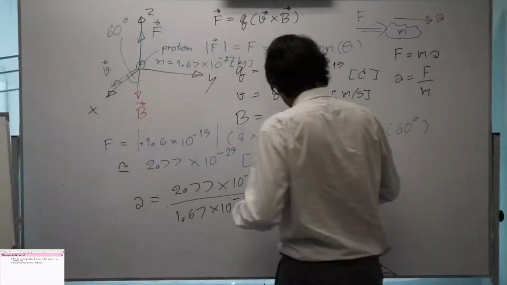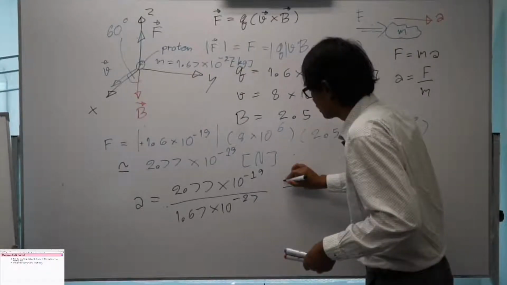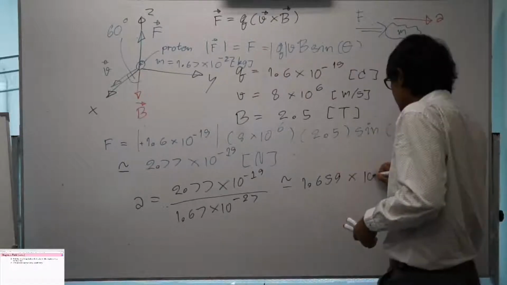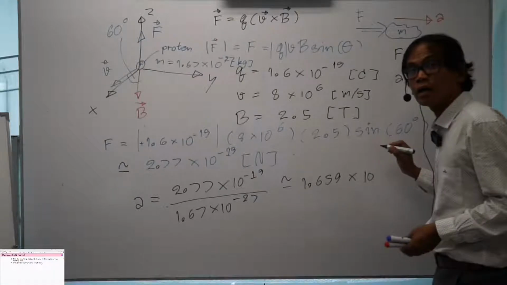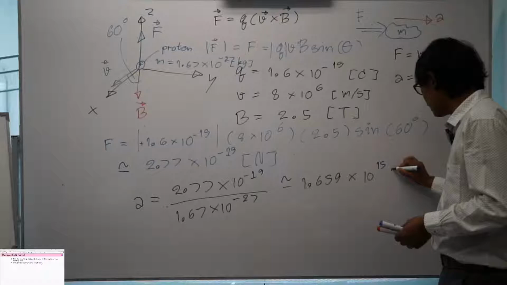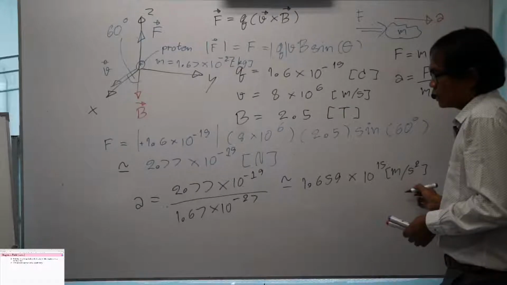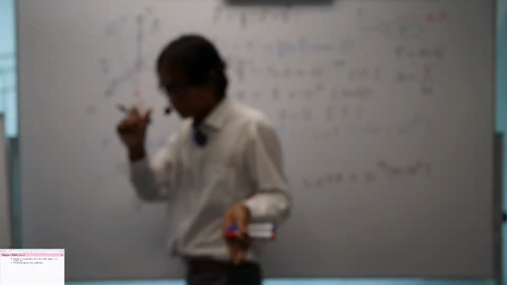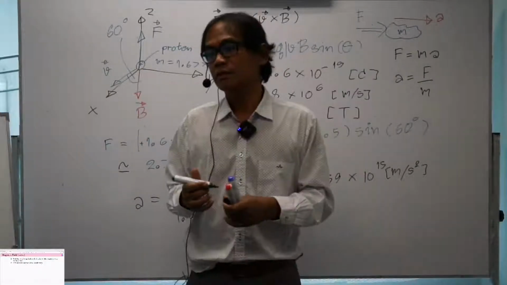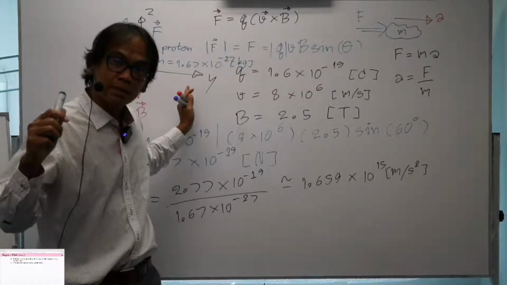1.659, okay, it's going to be approximately 1.659 times 10 raised to the power of 15. Okay, very large number, and the unit of the acceleration is meter per second, right? Meter per second is the unit of velocity or speed, right? Meter per second squared is the unit for the acceleration. All right, and that's it for this example.